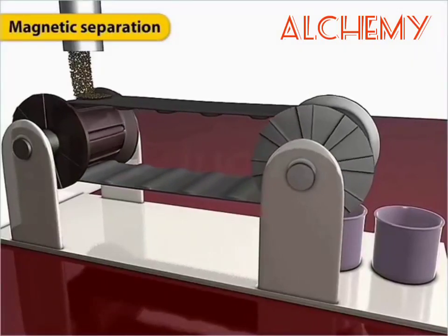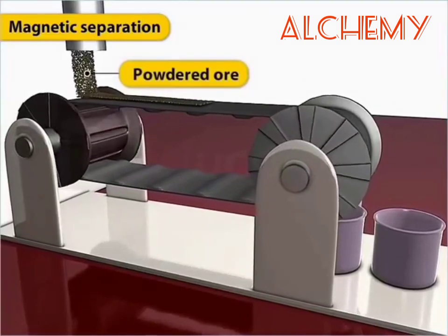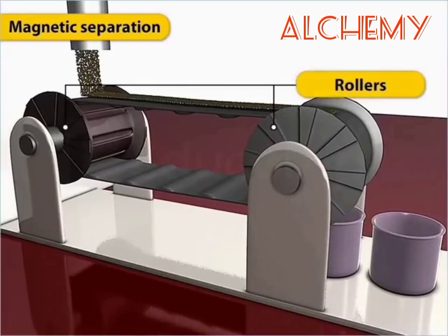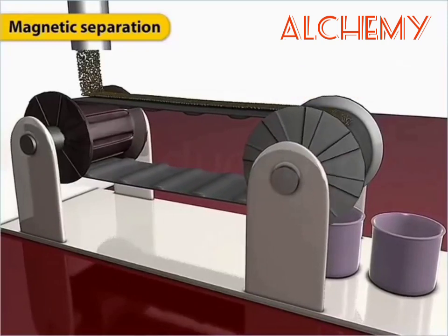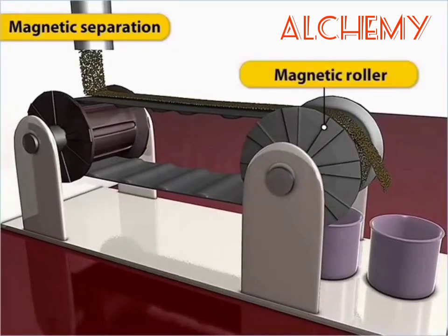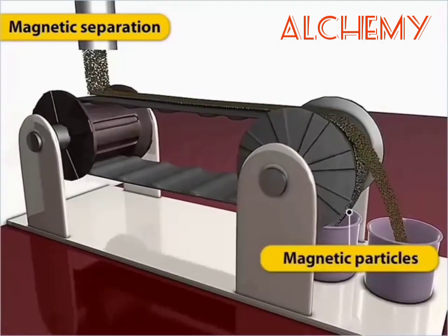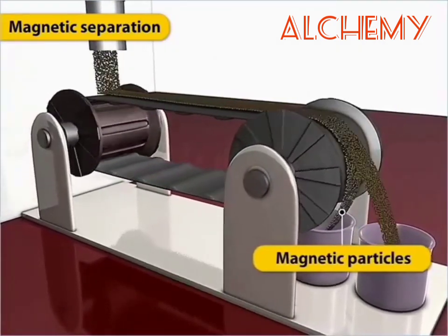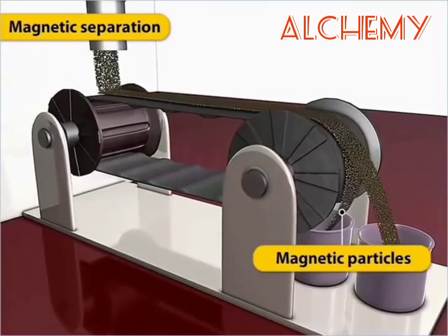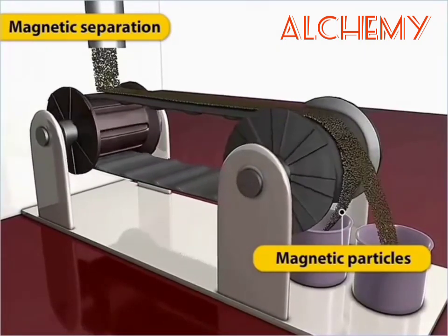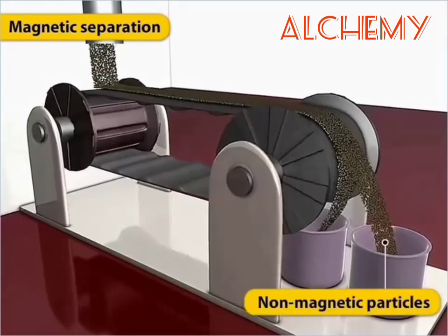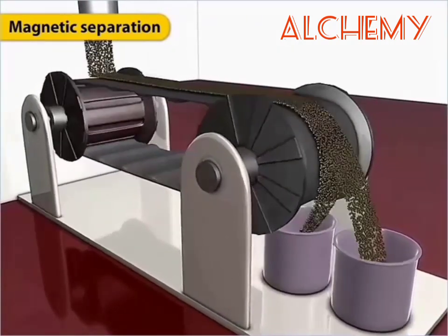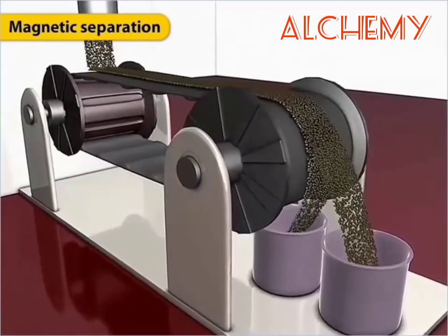Magnetic separation is based on the difference in magnetic properties of ore and the gangue particles. This method is mainly employed for the separation of iron ore. In this method, the powdered ore is fed over a conveyor belt which runs over a magnetic roller. The difference in magnetic properties between the iron ore and the gangue particles results in their separation.